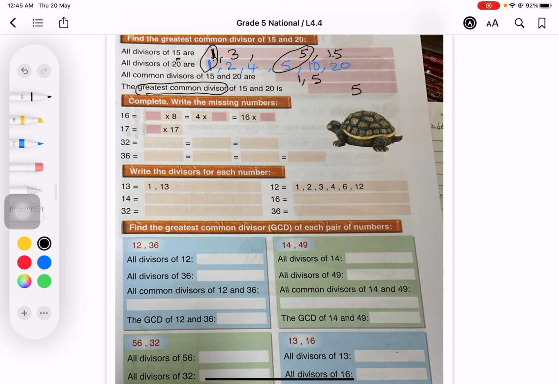Greatest common divisor. I have 1 and 5. I will choose 5. Okay?